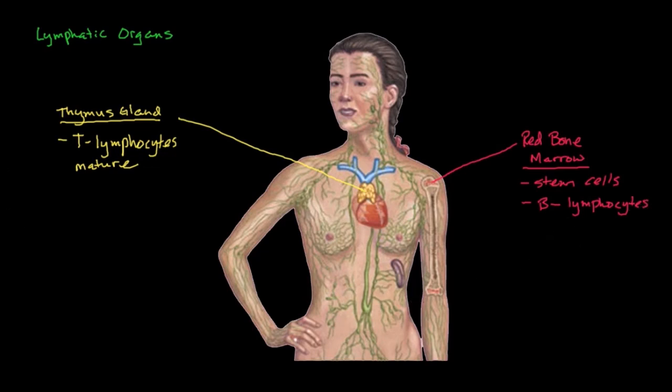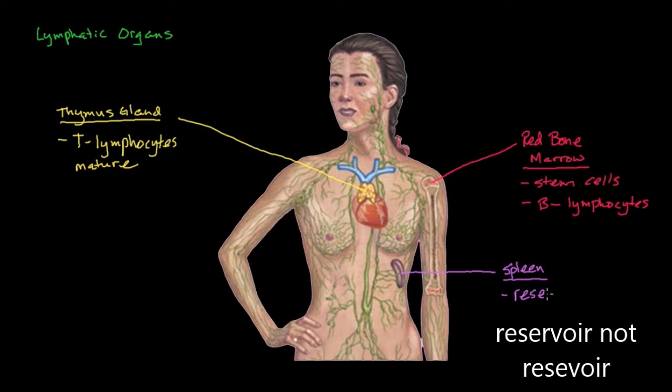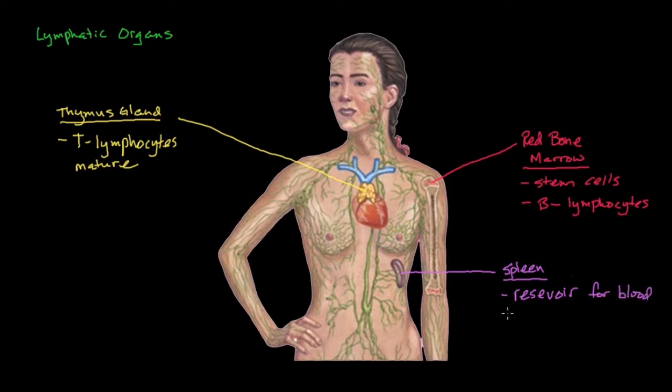The next organ is right here, found just below your chest, underneath your lungs, right next to your stomach. This is called the spleen, right? And the spleen acts as a reservoir for blood. It also helps remove old red blood cells, right? So it removes them out of circulation.